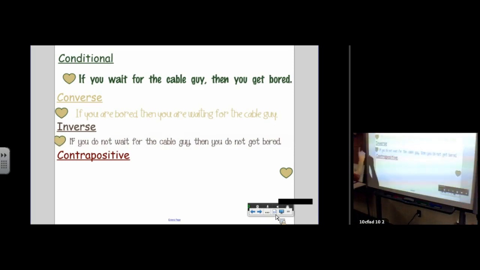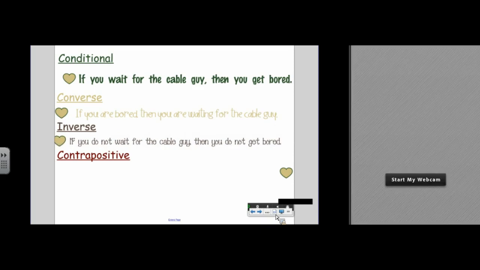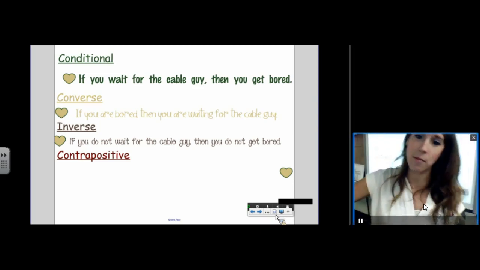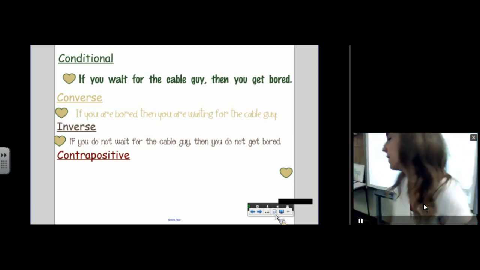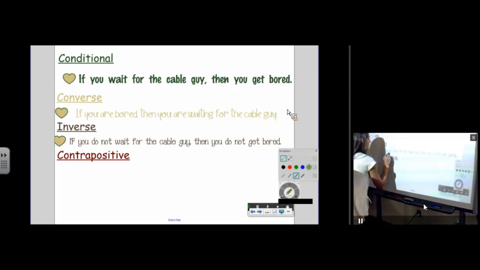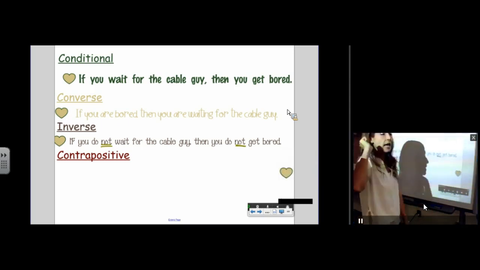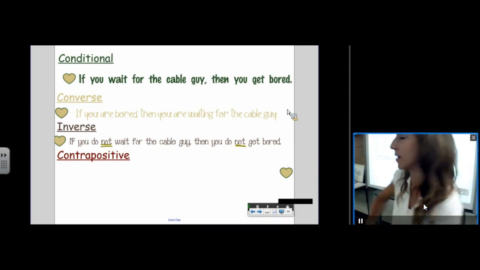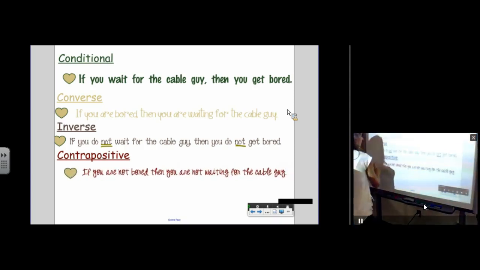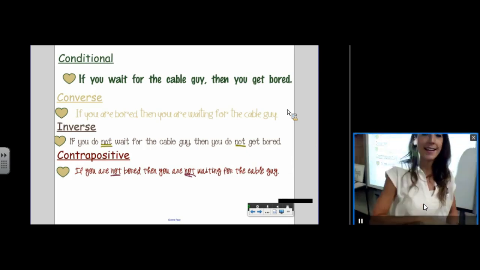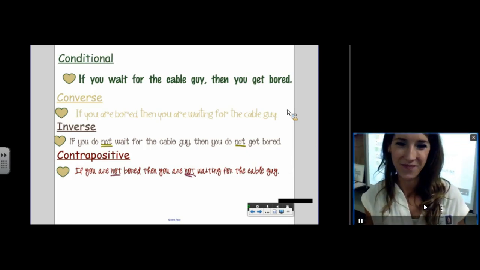Inverse. So the sentence was, if you wait for the cable guy, then you get bored. The inverse is, if you do not wait for the cable guy, then you do not get bored. So inverse is, got your not and your not. And then lastly, contrapositive. If you wait for the cable guy, then you get bored. Here's the contrapositive. If you are not bored, then you are not waiting on the cable guy. You reverse and negate, reverse and negate.